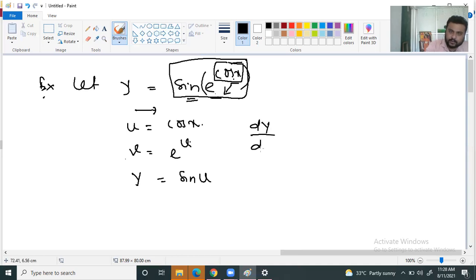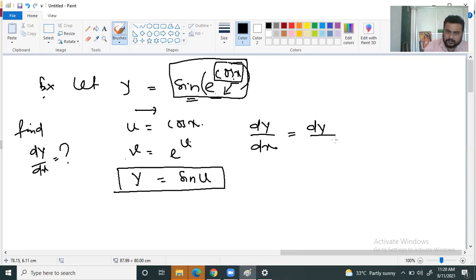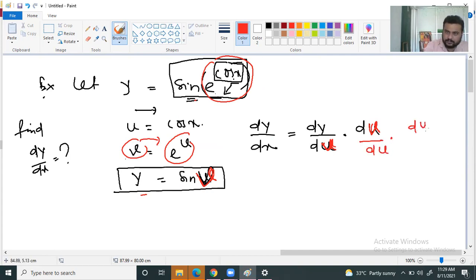Then dy by dx we have to find. Look at this, very interesting. y is a function with respect to v. Sorry, I made a mistake. This one is v because e to the power u. This expression we have taken as v. So sine v is y. So dy by dv, and v again is a function with respect to u, so dv by du, and then du with respect to dx.